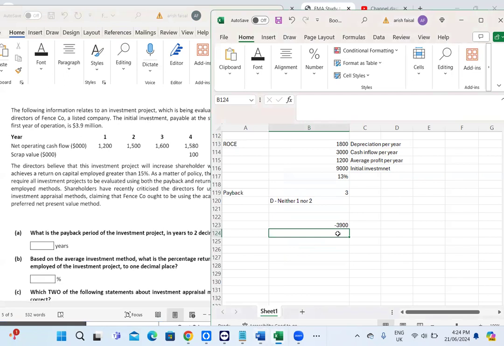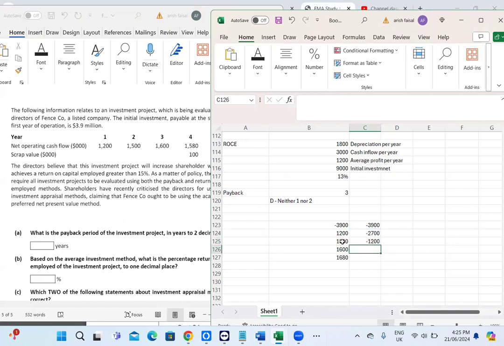So in the first year, I'm getting 1,200. The second year, I'm getting 1,500. The third year, it's 1,600, and the fourth year, it's going to be 1,680. You will also get the scrap value. So I just need to do the cumulative cash flows. So it's negative 3,900 plus 1,200, so you get negative 2,700, 2.7 million. Then you got 1.5.